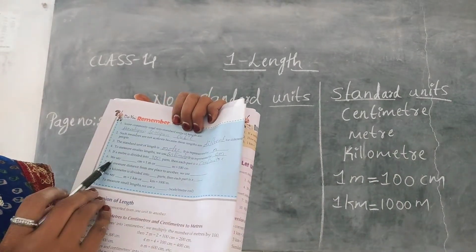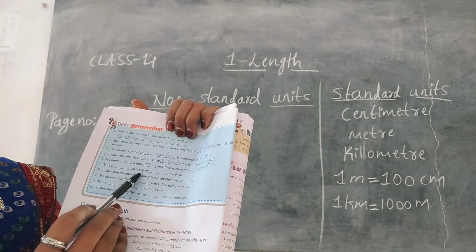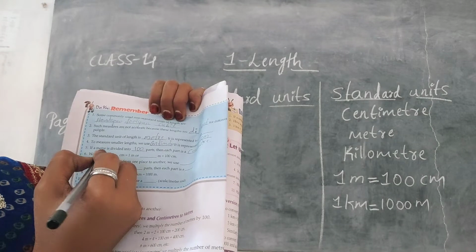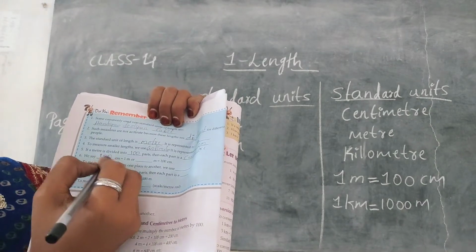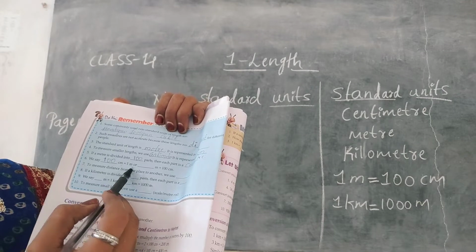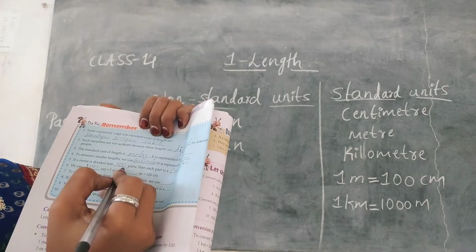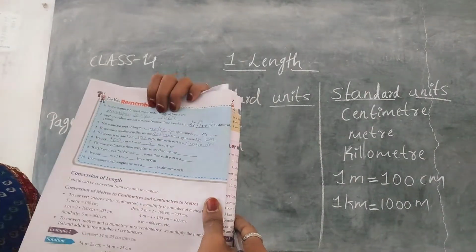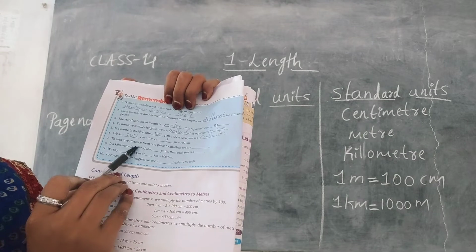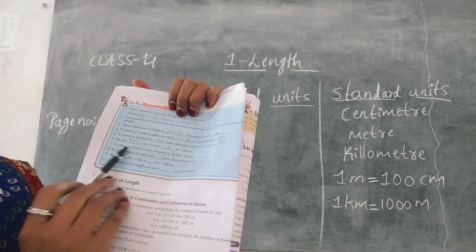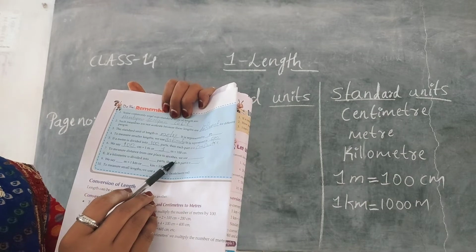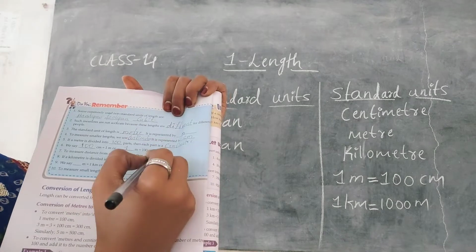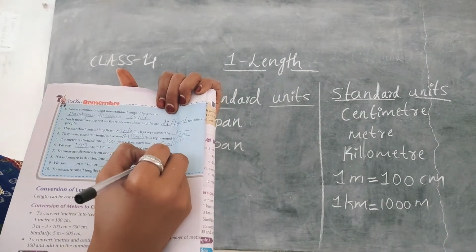Okay. Next, we say dash centimeter is equal to 1 meter. So we say that 100 centimeter is equal to 1 meter, or 1 meter is equal to 100 centimeter. Then to measure distance from one place to another, we use a kilometer. So write a kilometer.